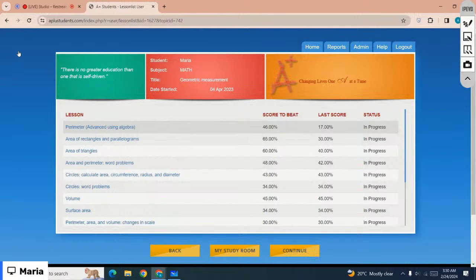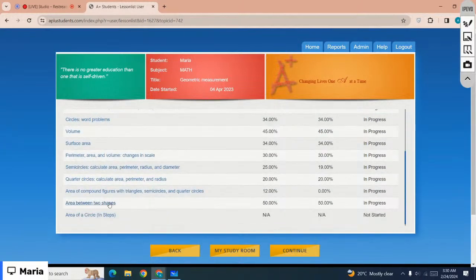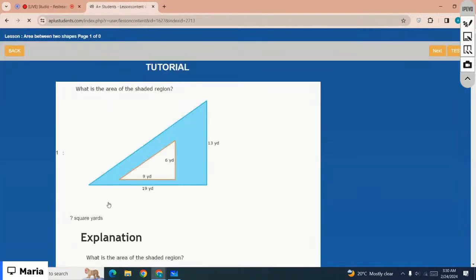Okay, the next one is the last lesson from the chapter, area between two shapes, right? So you can see you have a triangle and then another triangle that is inside the outer triangle. Now you need to calculate the area of the shaded region only, right? Like you can understand this as a wall and you have a window inside the wall. So you need to calculate the area of the wall only, not the window, right?